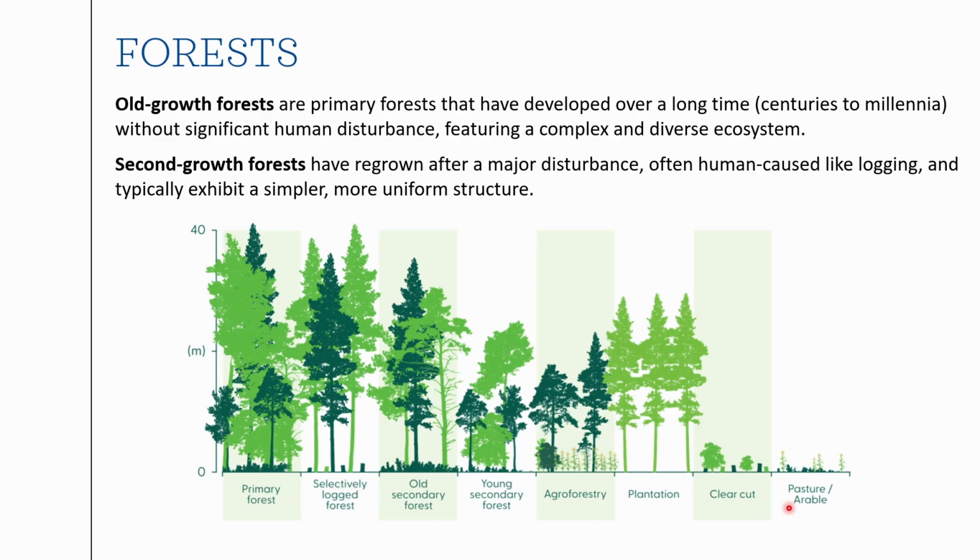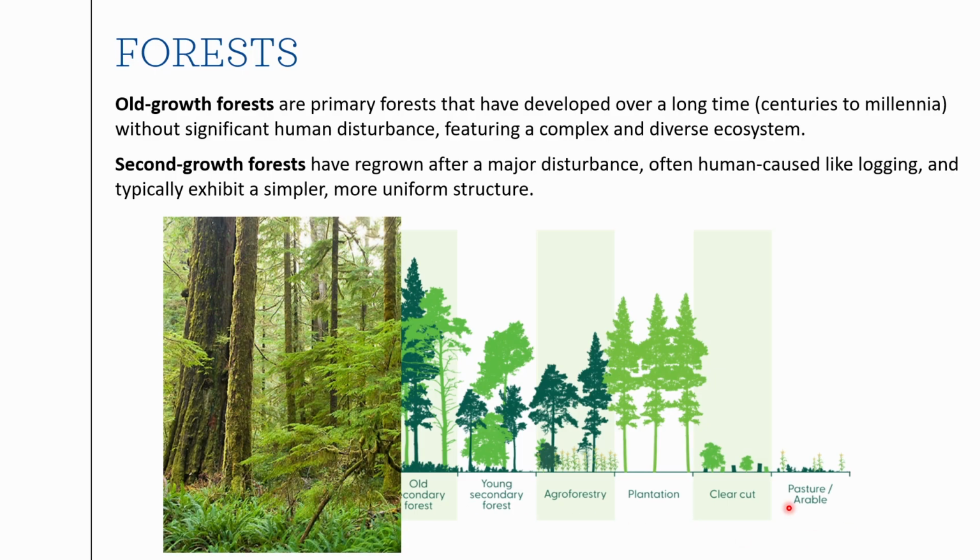So if we take a look at a photograph rather than the diagram, this is what an old growth forest would look like. You can see that the structure is present there with plenty of shade tolerant plants on the ground. We have lots of understory trees that are ready to take advantage of any light coming through. And then you have your mature trees that are making up the canopy layer.